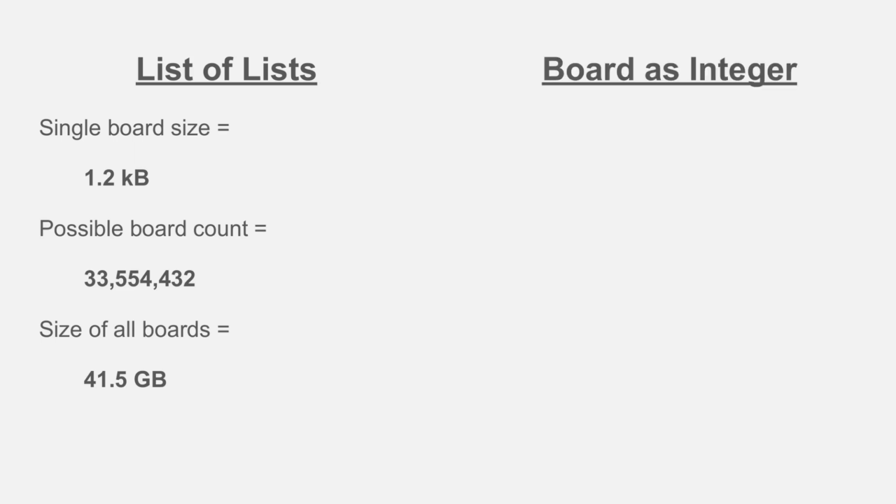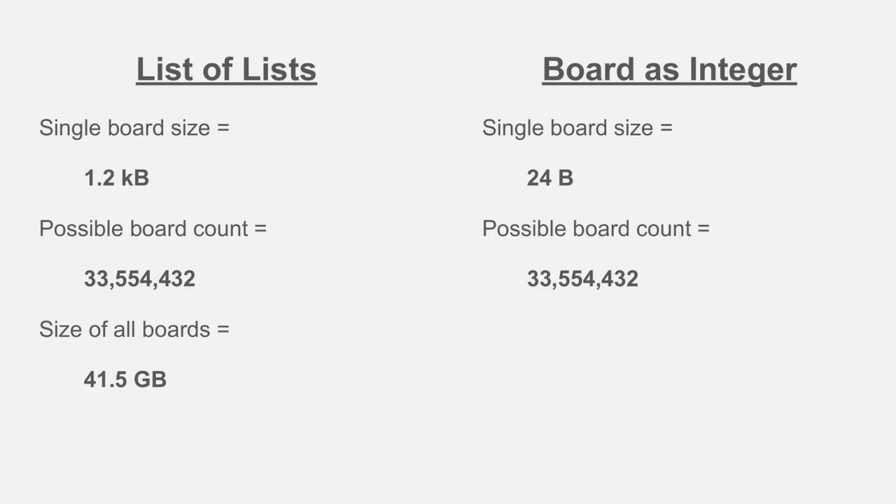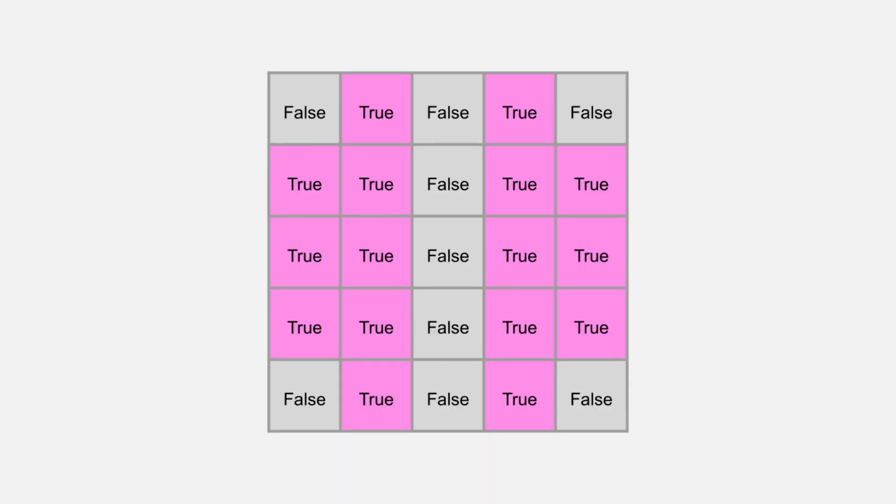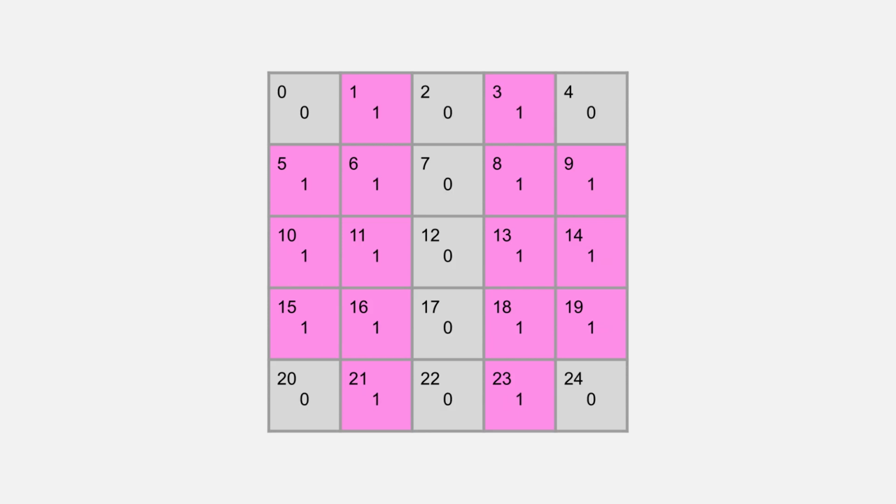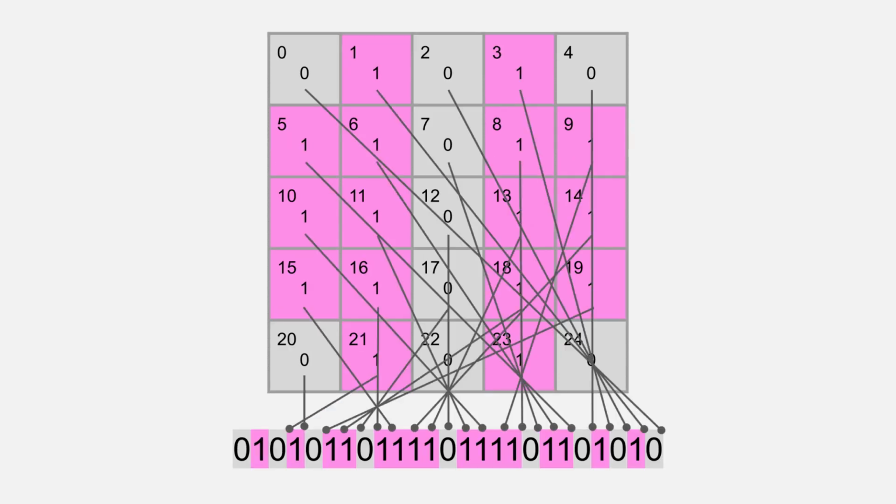This is where the humble integer comes into play. An integer is only 24 bytes in memory. Multiplied by our unique state count, we're just under a gig of memory. Much more manageable. But how are we going to map out our 5x5 board to an integer? By thinking in binary. We have our board of trues and falses. We can index these individual buttons as 0 through 24. We can also think of each true as a 1 and each false as a 0. Then we just translate all of our ones and zeros into a binary integer.